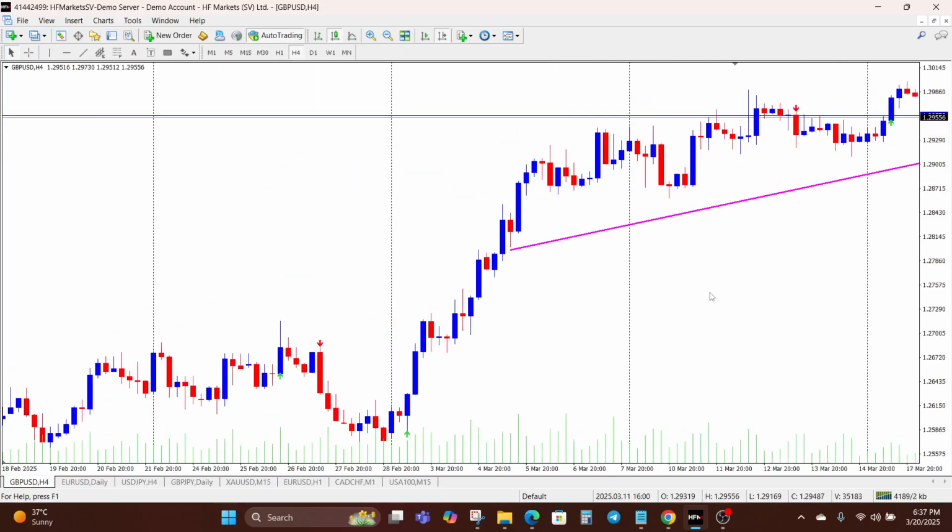All right, and then for a sell, you wait for a red arrow to appear. You can set your stop loss above the previous swing high, and then you can take your profit at support zones, or maybe when a green arrow appears.